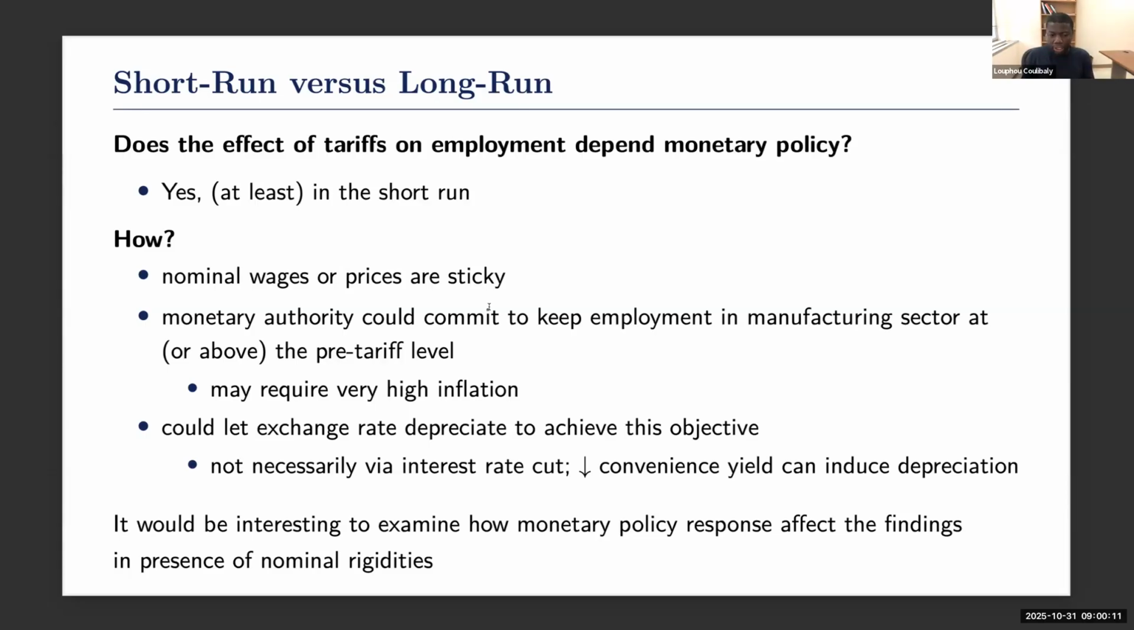It may require very high inflation. It may not be optimal to do it, but it's something that is doable if monetary policy wants to commit to that. And one possibility also is to let the exchange rate depreciate instead of having high inflation. And according to the paper, if we think about what happened after Liberation Day, we had this reduction in the convenience yield on US assets, and that led to a depreciation. So it may not even require an interest rate cut if some other factors are changing in the economy, such as the convenience yield. So I think it can also be interesting to examine how monetary policy can affect, or not, the findings in this paper.